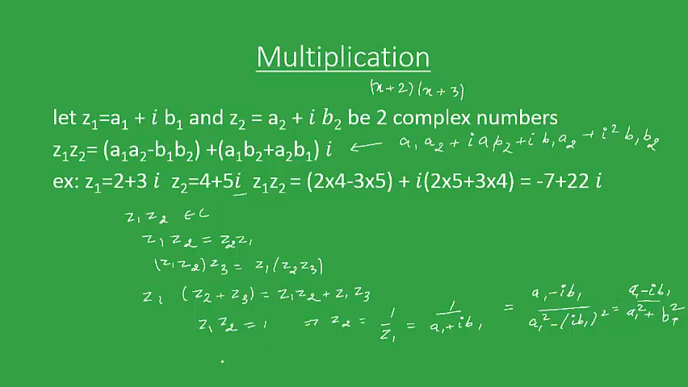And the last one is that of the multiplicative identity, which is simply the complex number 1. It says that if you multiply any number with the complex number 1, you will yield the same answer as the number itself, that is z1.